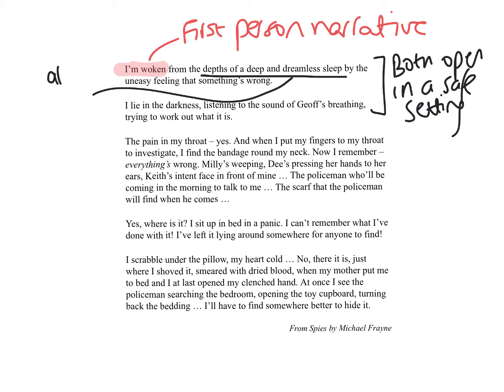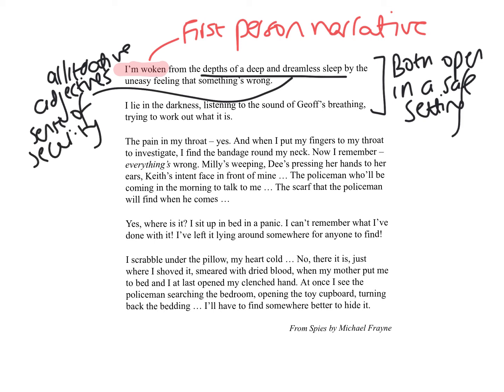Those alliterative adjectives actually create an opening sense of peace and security. Deep and dreamless sleep, that's what we all want, isn't it? So it's this sense of security which the text opens with, which is immediately juxtaposed with this uneasy feeling, which is made clear through this adjective, uneasy, right?